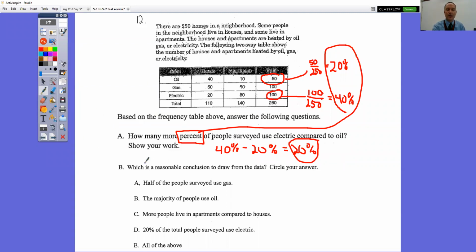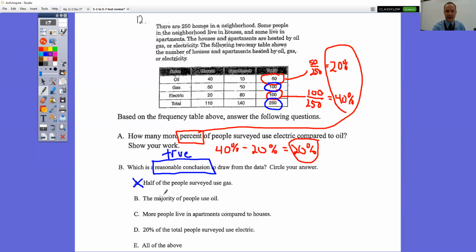In the last question, which is a reasonable conclusion? When it asks you which is a reasonable conclusion, we're looking for which statement is true. The only way to do this is to go answer by answer and see which one is true. So half of the people surveyed used gas. Well, using gas is 100 out of the 250. Is 100 out of 250 half? Nope, 125 would be. So it's not choice A.